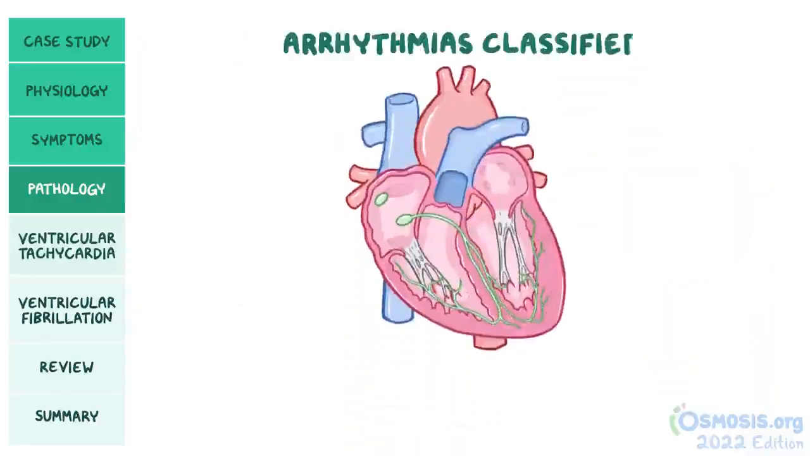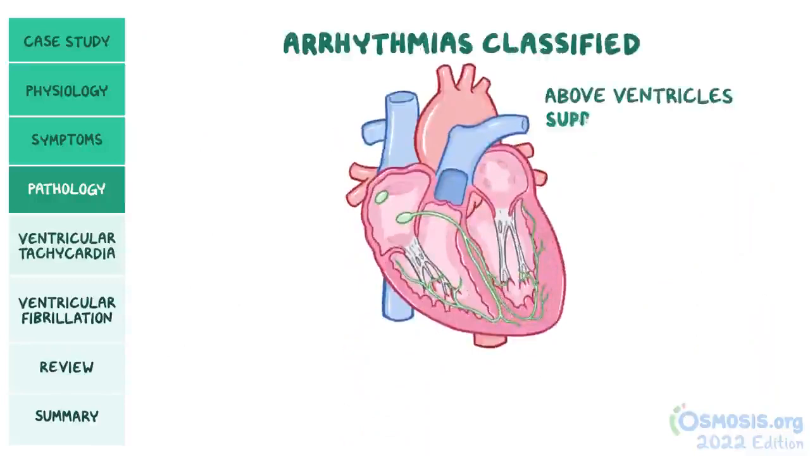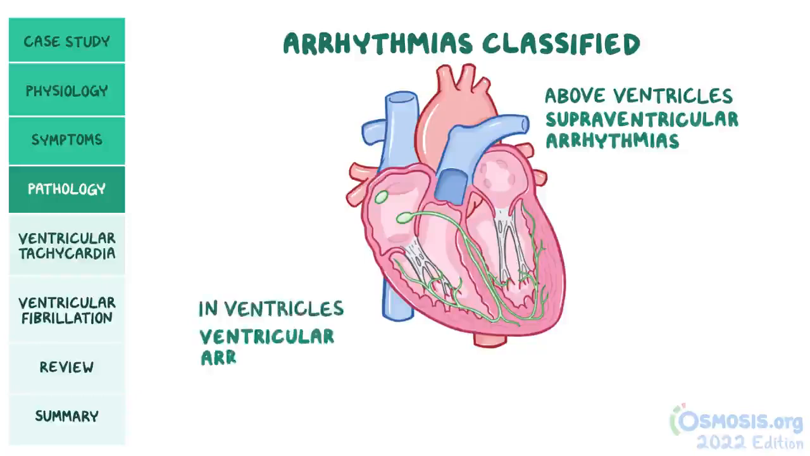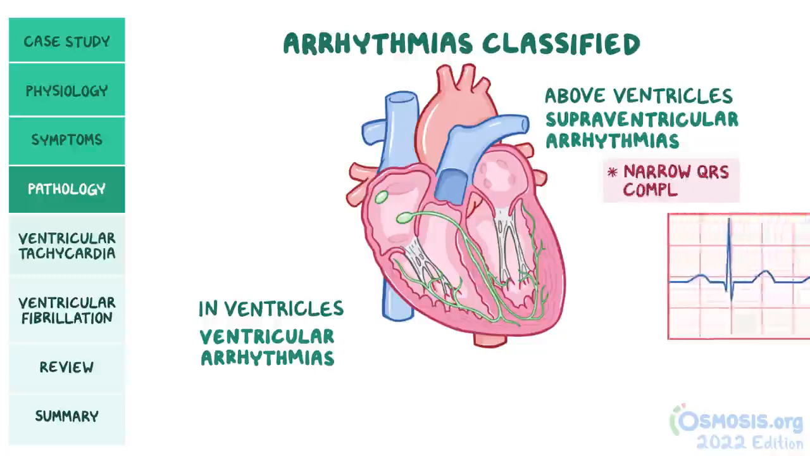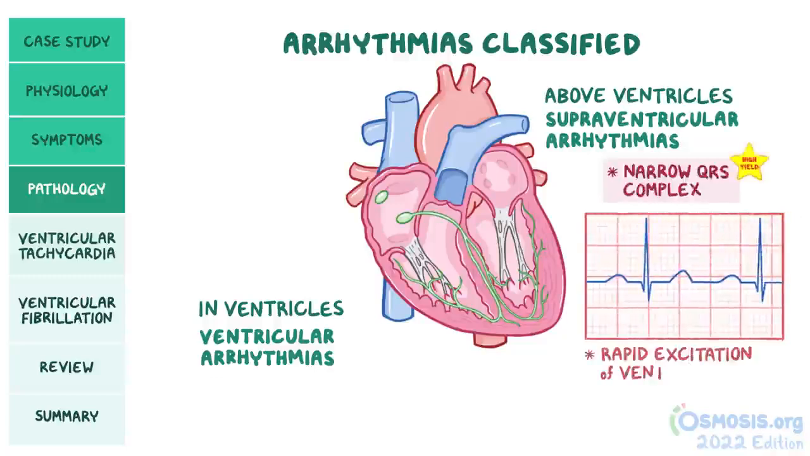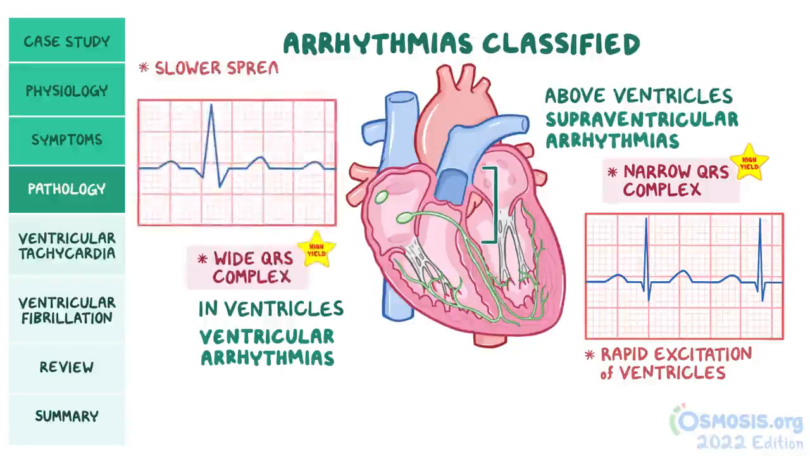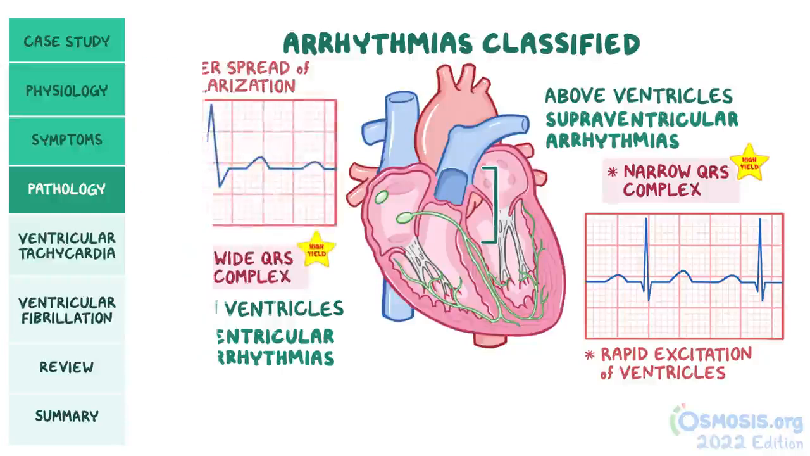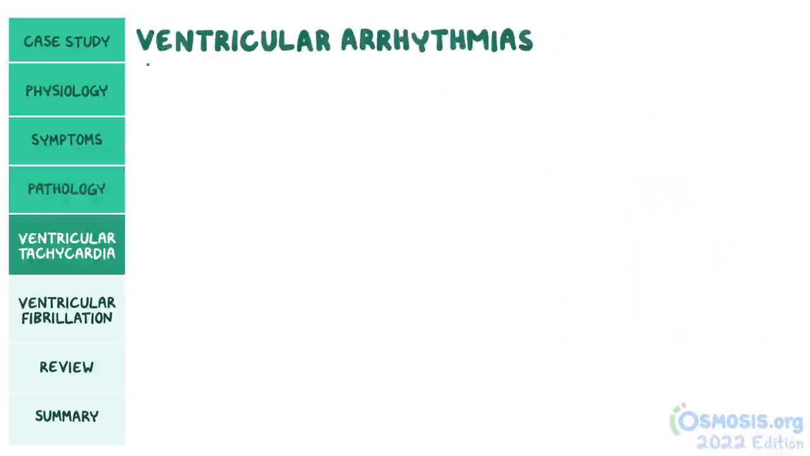Now, arrhythmias can be classified into those originating from above the ventricles, supraventricular arrhythmias, and those originating in the ventricles, so ventricular arrhythmias. In general, what's important to remember for your exams is that supraventricular arrhythmias have a narrow QRS complex because there's a rapid excitation of the ventricles, which means the arrhythmia is originating above or within the bundle of His. On the other hand, ventricular arrhythmias have a wide QRS complex because there's a slower spread of ventricular depolarization. Okay, now the two types of ventricular arrhythmias are ventricular tachycardia and ventricular fibrillation.